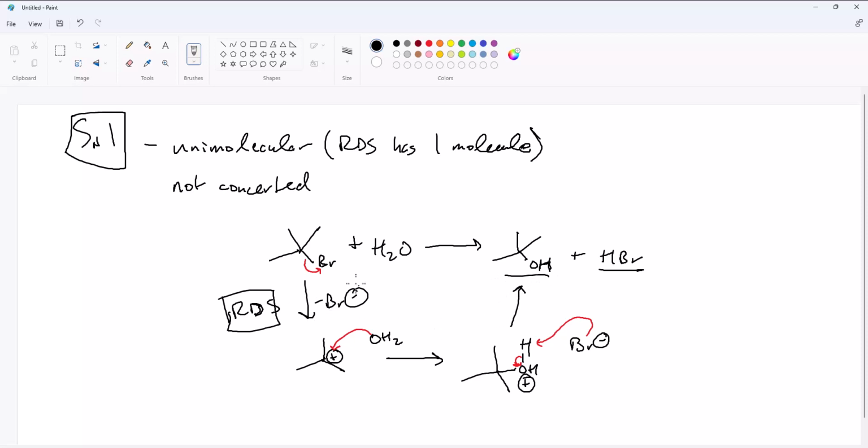So again, rate determining step is the formation of this carbocation. So this is why this is only with secondary and tertiary alkyl halides, because the primary and the methyl carbocations would be unstable. And that would be the rate determining step for this. So this is really what's determining the kinetics of this reaction.